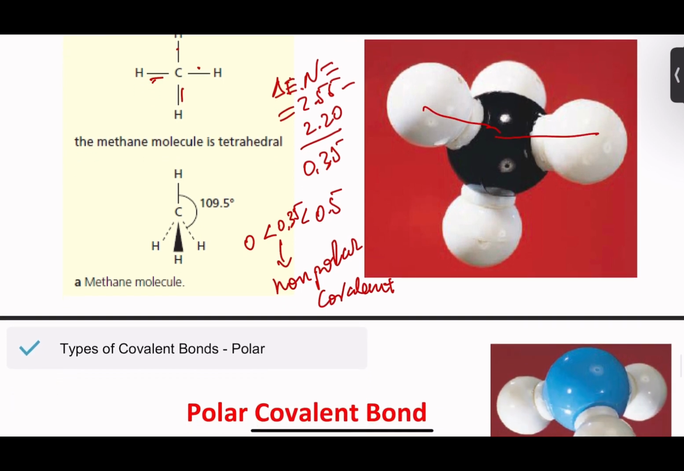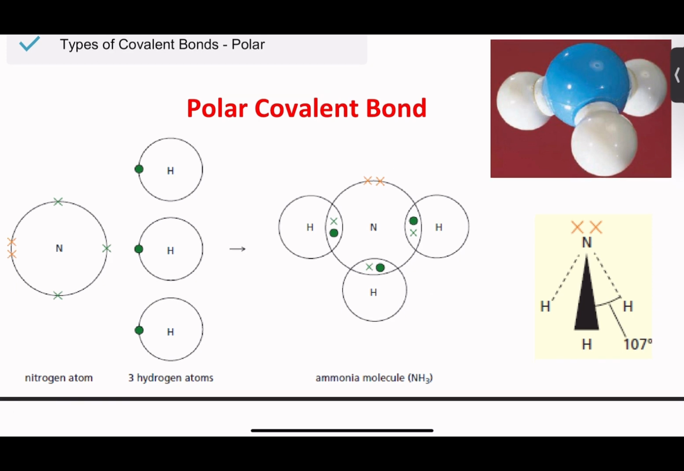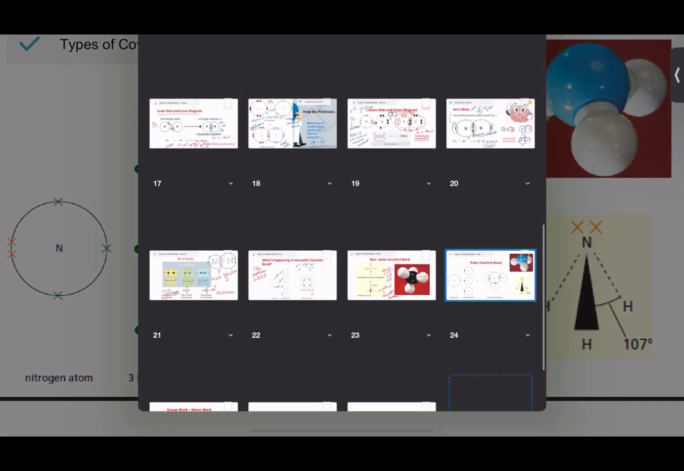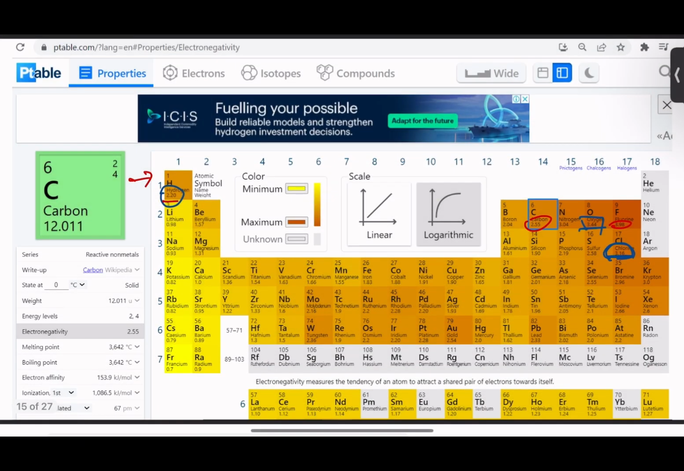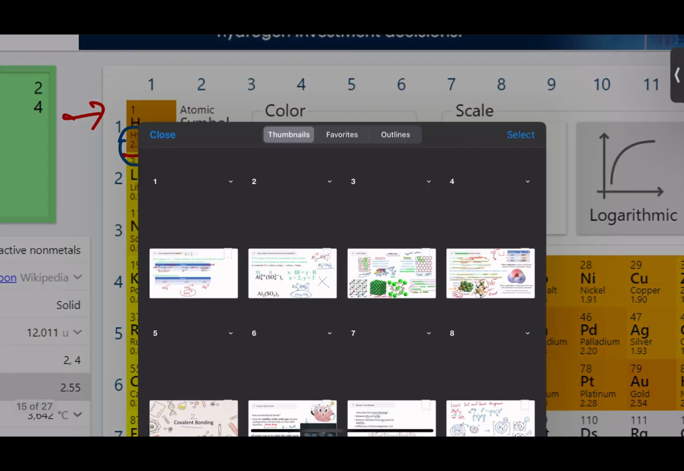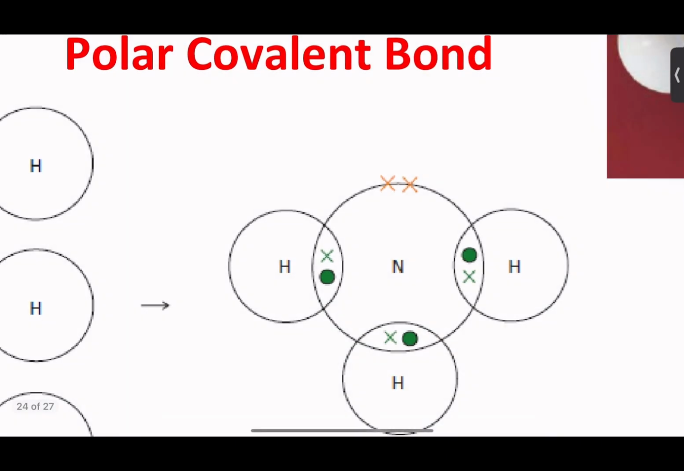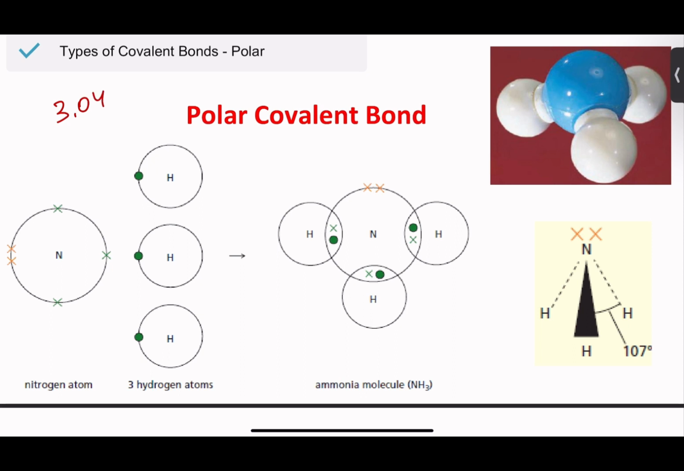And we have constructed the model with you guys. So now polar covalent. I forgot to look at the nitrogen in here. Nitrogen is 3.04 and hydrogen is 2.2. So if you do the math, 3.04 minus 2.2, the electronegativity difference between nitrogen and hydrogen, is 0.84. Because it is more than 0.5, this is polar covalent.